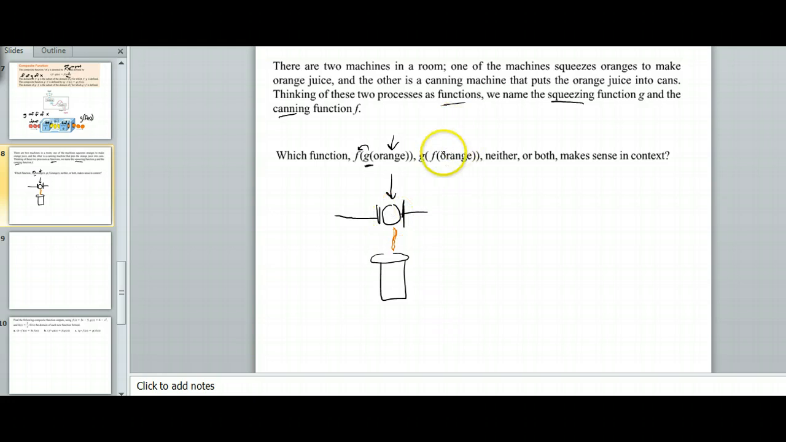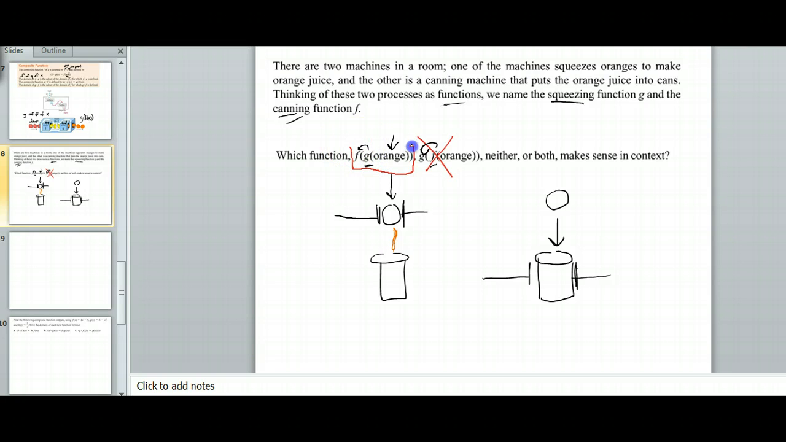What's going to happen with g of f of x? Now we've got the orange. What's going in first? It's going into f, the canning function. So now the orange is going into a can. And then what are we doing? After that, we're going to g. G was the squeezing function. So now we're going to squeeze the can that has the oranges in it. Okay, that doesn't make any sense. I mean, it makes sense, this is what it means, but we wouldn't do that. So this one is the only one that makes sense in context.